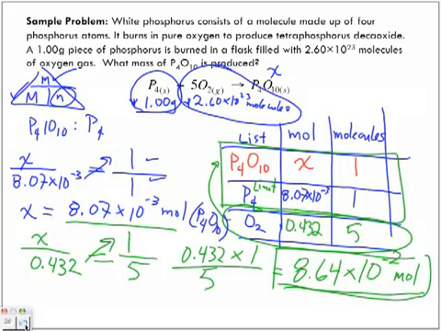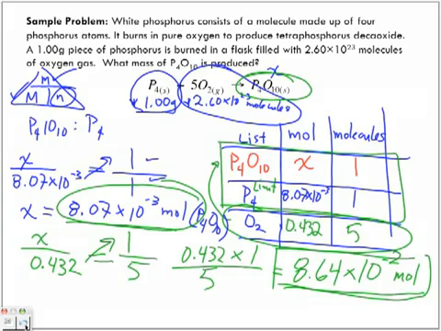Okay, so we have that many moles. So what are we going to do to find the mass? What do we need to find? The molar mass of the tetraphosphorus decoxide. Take a moment.